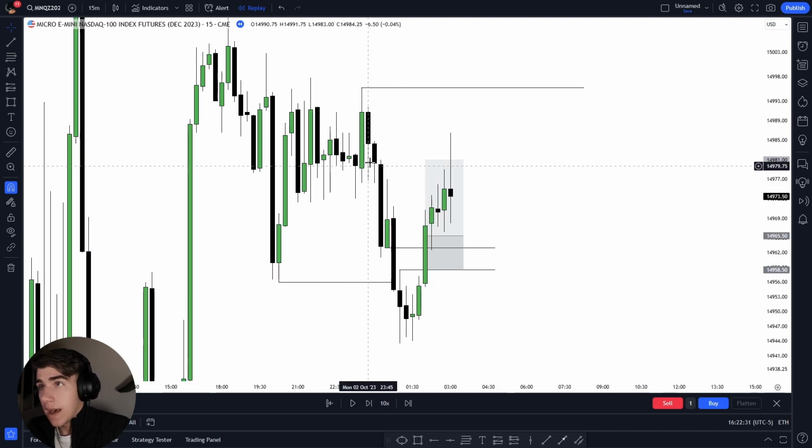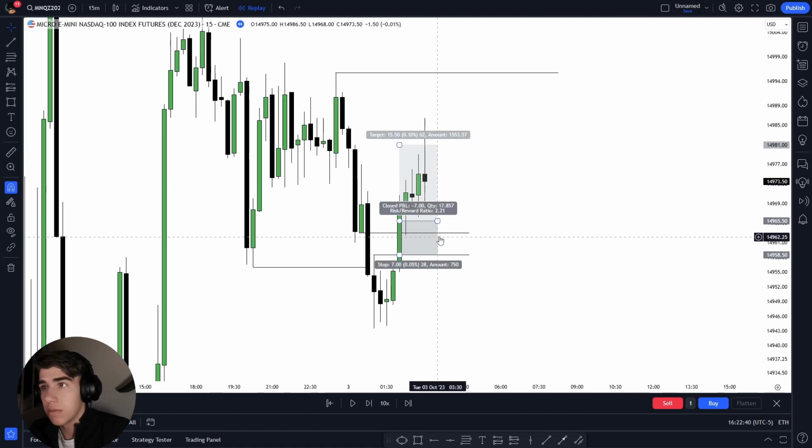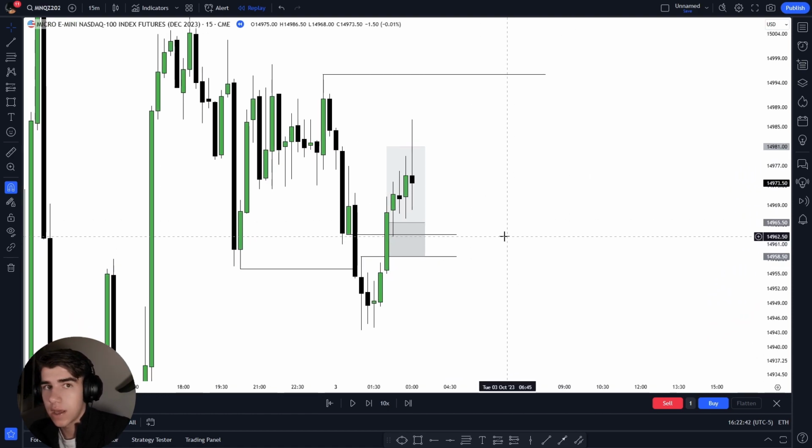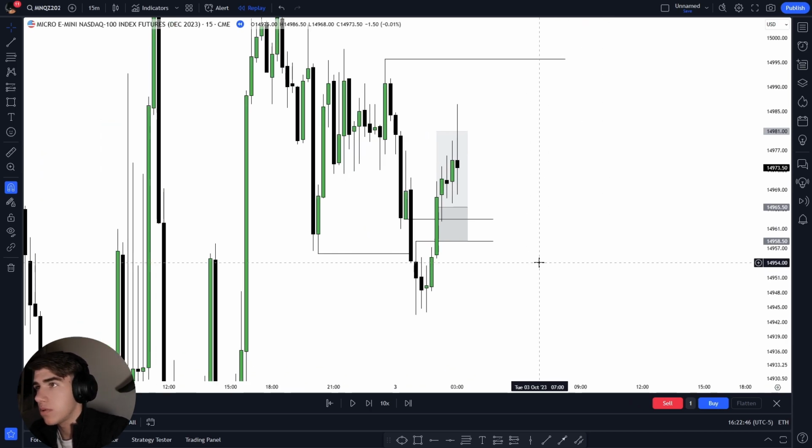So had this gap looked like this, right? There's no gap now. That would have been my draw. But because there was an inefficiency, that is my next draw. And as soon as we close above this, I'm very confident that we're going to hit it. And we did, right? So let's look at a few more examples.